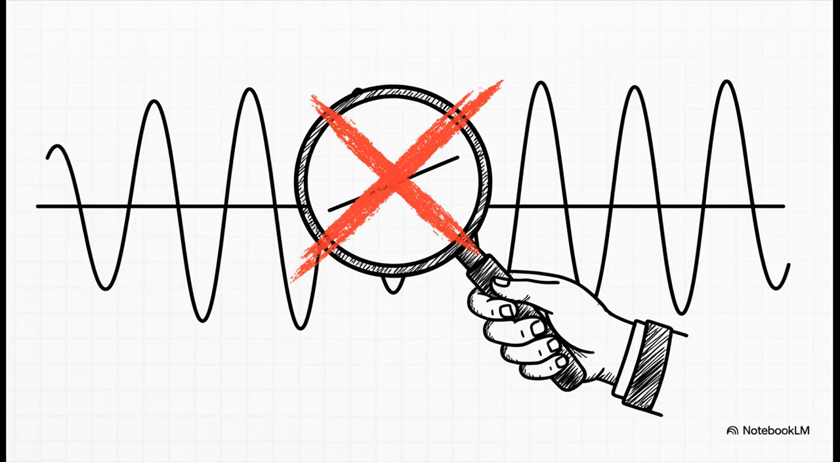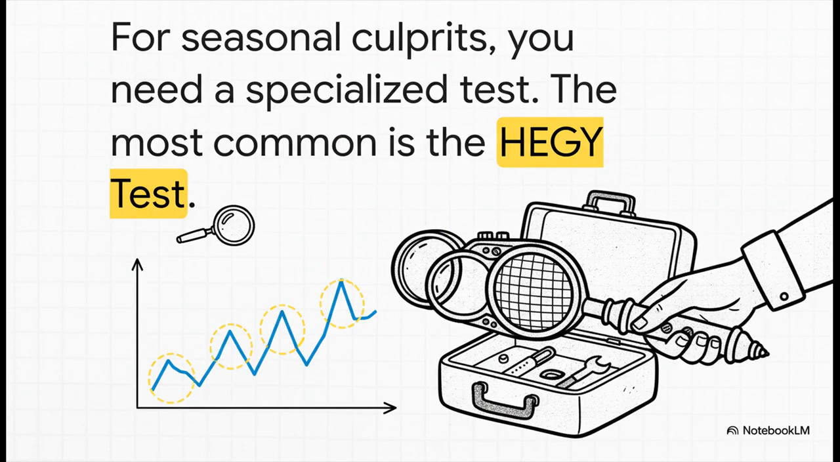And here's the catch. Our standard detective tools, the ADF and PP tests, they can't find this specialized culprit. They're just not built for it. They're only designed to look for that general, non-seasonal kind of wandering. For a seasonal culprit, you need a specialized tool. The most common one is called the HEGY test. Now, you don't need to memorize the name. Just know that specific tools exist to hunt for these seasonal ghosts.